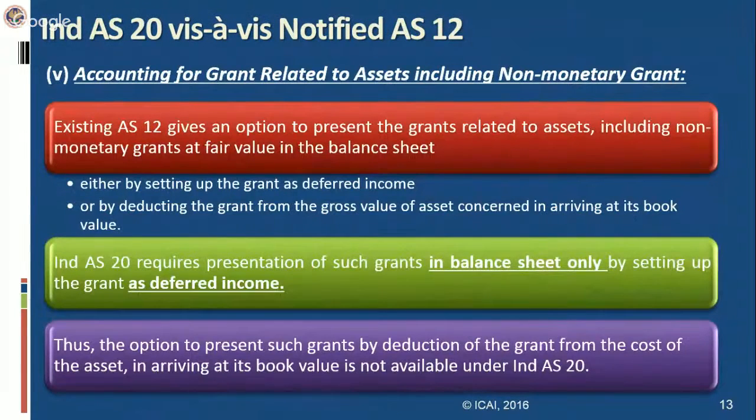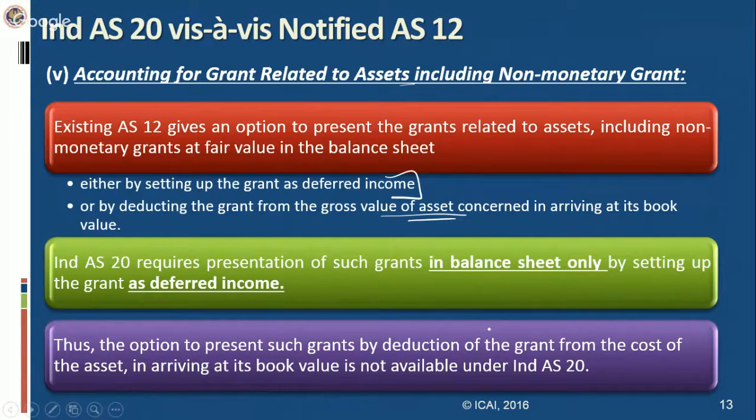Next difference is accounting for grants related to assets including non-monetary grants. Existing AS 12 gives an option to present the grants related to assets, including non-monetary grants at fair value, in the balance sheet, either by setting up the grant as deferred income or by deducting the grant from the gross value of assets. So we have two options. If we are receiving grants in the form of assets, which are non-monetary grants, then we can either create deferred income or we can reduce the value of the grant from the cost of the asset.